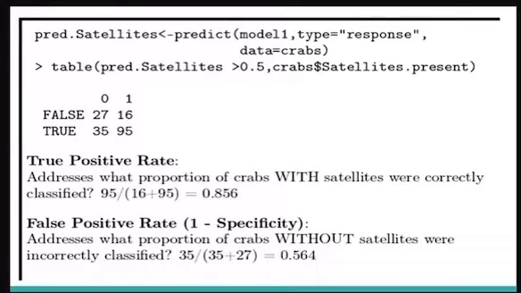I think I just gave you that. It would be 95 divided by 16 plus 95. As you can see, that's going to be the true positive rate. What do we mean by that here? What proportion of the crabs with satellite were correctly classified? Don't forget the response variable is binary. So we label 1 when a satellite is present, 0 when it is not.